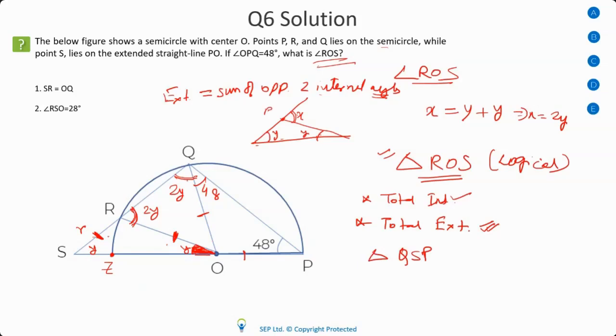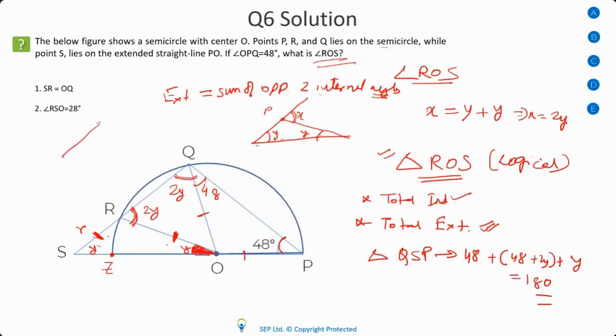Look at the big triangle QSP. Notice the sum of internal angles of QSP: 48 plus 48 plus 2y plus y. The sum of this will be equal to 180 degrees because it is the sum of internal angles.